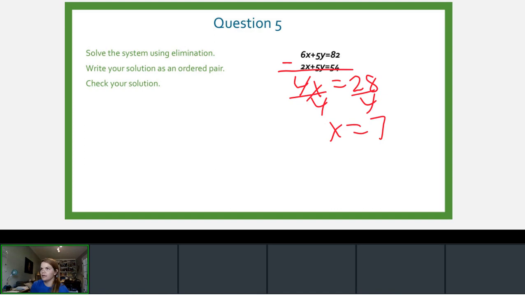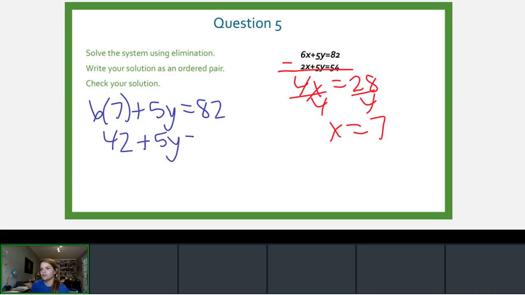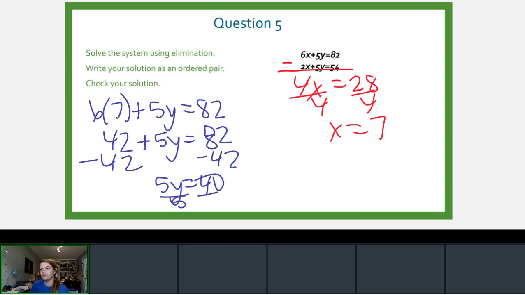Now I'm going to go plug it back in. So I have 6 times 7 plus 5y equals 82. So 42 plus 5y equals 82. Subtract 42. 5y equals 40. Divide by 5. y equals 8. So our solution would be 7, 8.